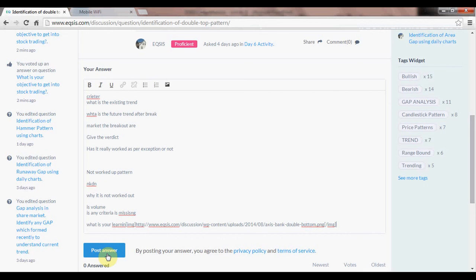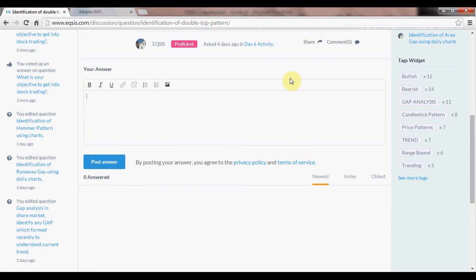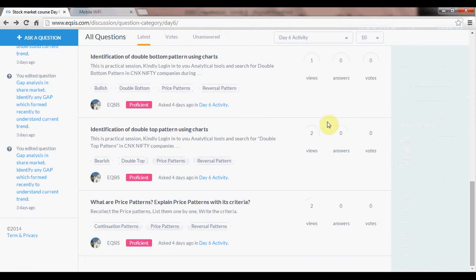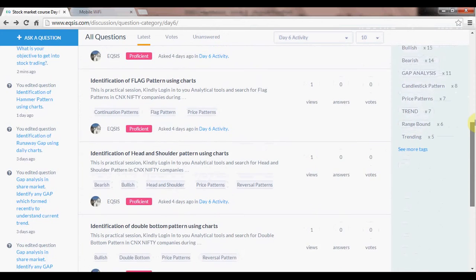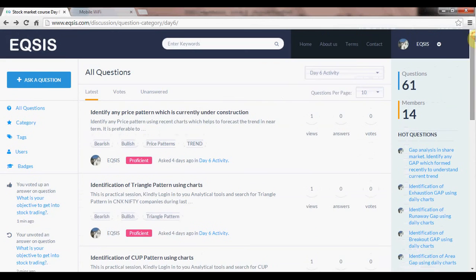But I'm not posting it now because all these things are not relevant. So I delete this from here. I hope you people post after doing a proper analysis. The same way, every day what you have to do is, the next one you have to do is the double bottom. The next one is head and shoulder, next is flag pattern, next is cup pattern, next is triangle, the next is price pattern.